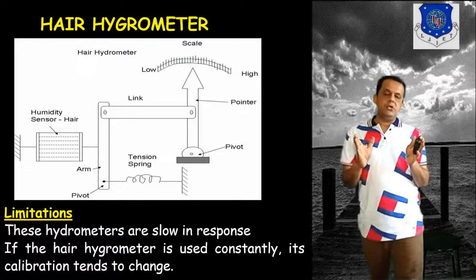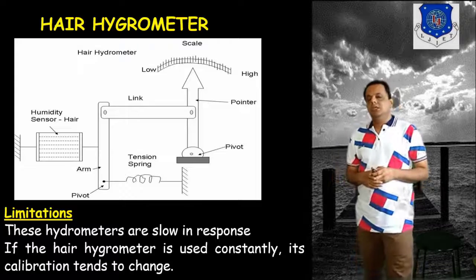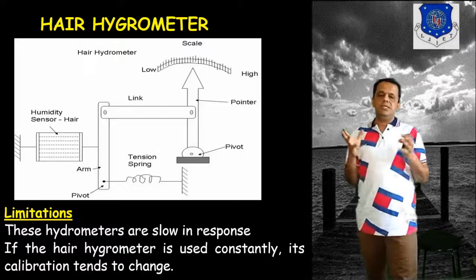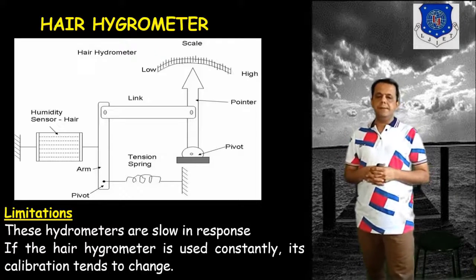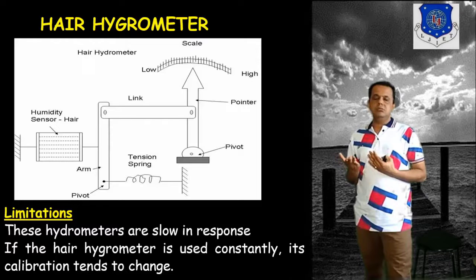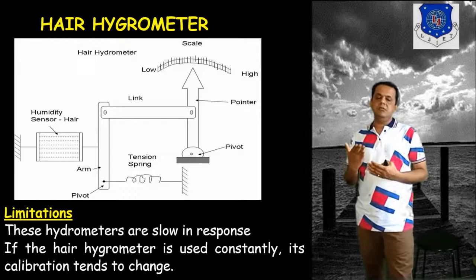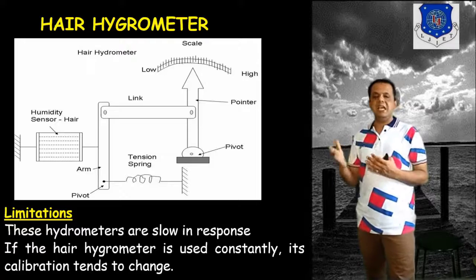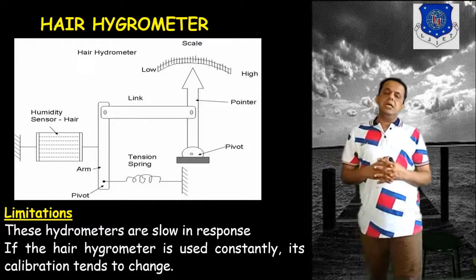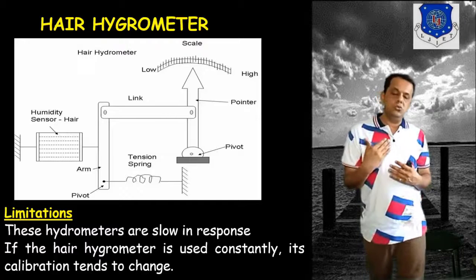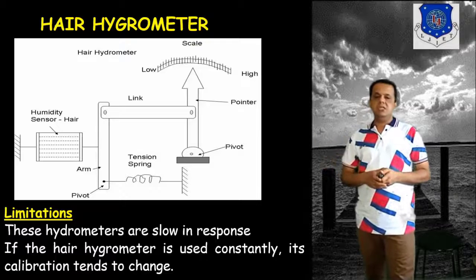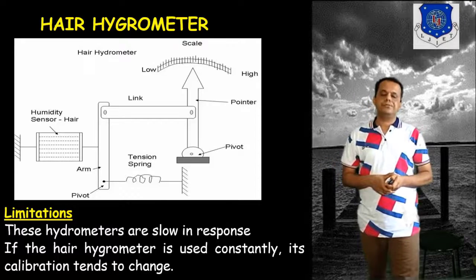So this way we will measure on the calibrated scale. Obviously it has some limitations. It is a little bit slow in the response, and when this hygrometer is constantly used, the elasticity of the elastic material, say hair or animal membranes or paper or wood, will change. And again it is needed to calibrate because calibration points will change. So this is to be remembered.